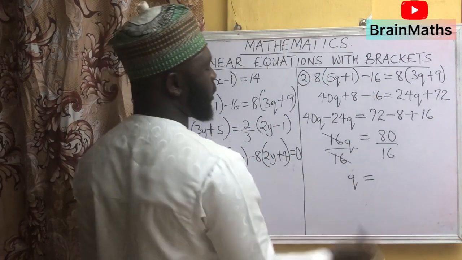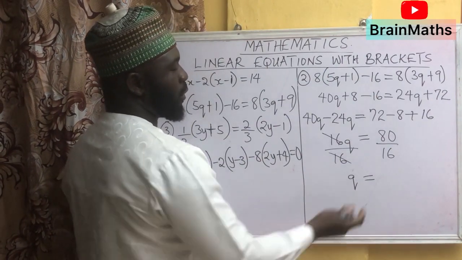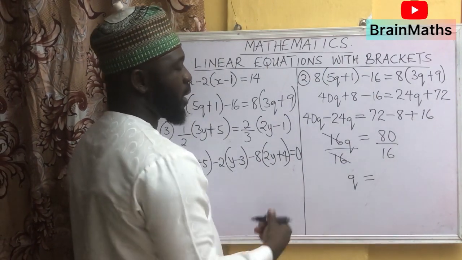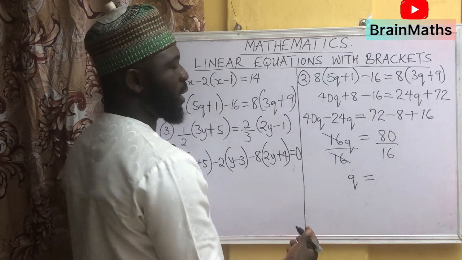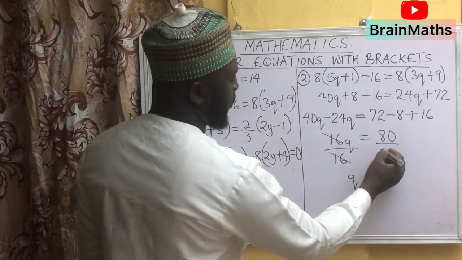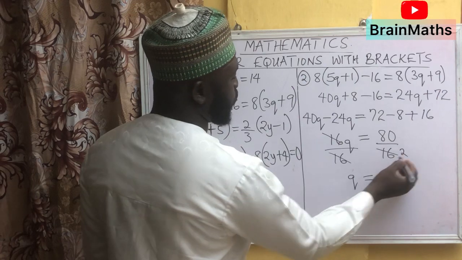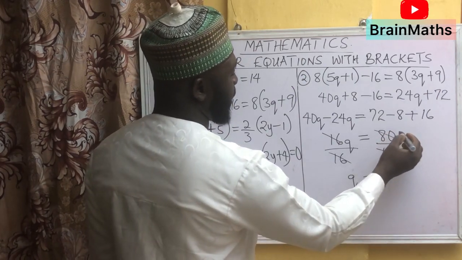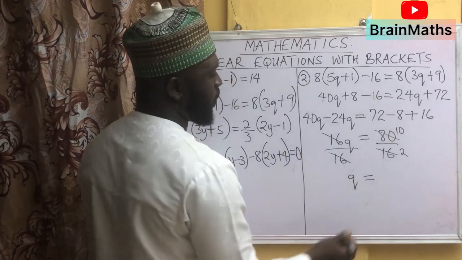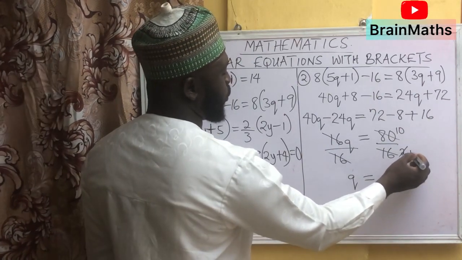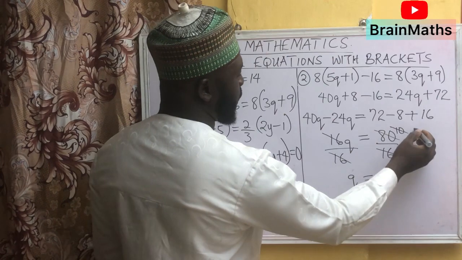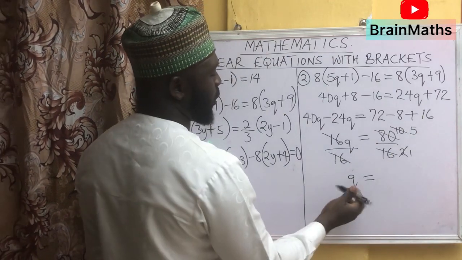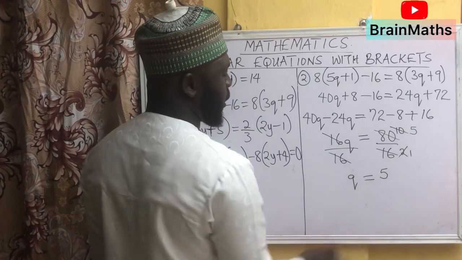So you can approach this anyhow you like. If you like, divide it once, and if you like, divide gradually. Let's take 8. 8 in 16 is 2. And 80, how many 8? We get 10. 2 in 2 is 1, and 2 in 10 is 5. So the value of our q is 5.